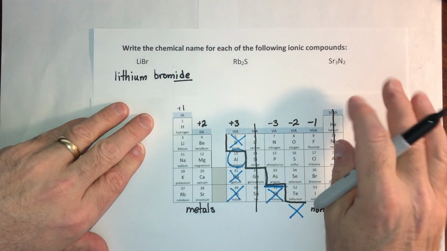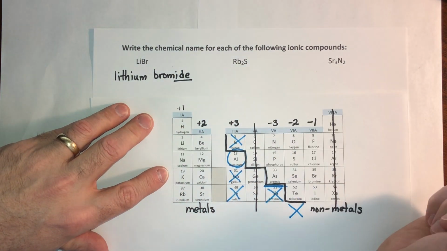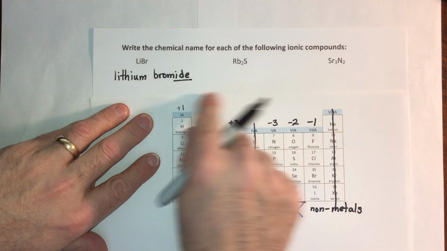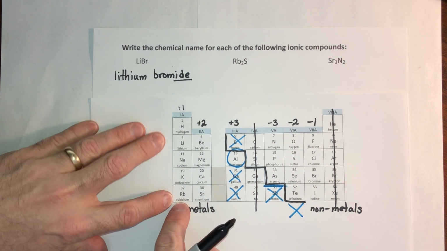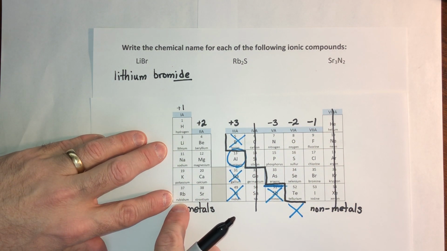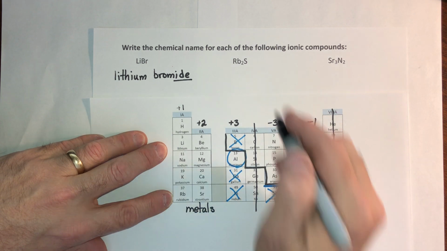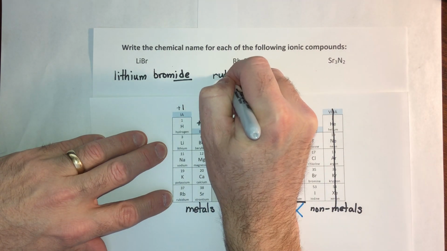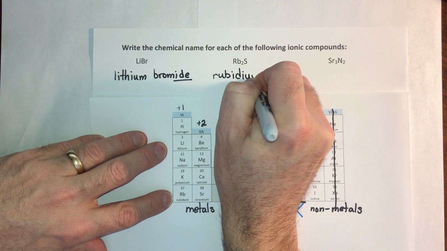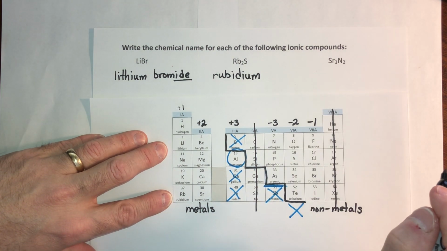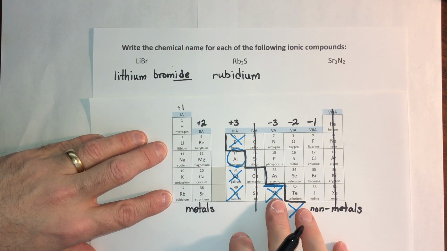All right, let's move on to the next one. Rb. That one's a little different. So if I go looking it up, Rb is rubidium. It is a metal, so its name does not change. So that's rubidium. The other thing I should make note of, you have a periodic table.